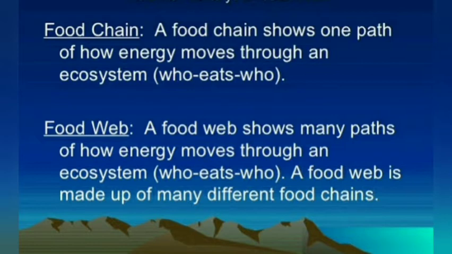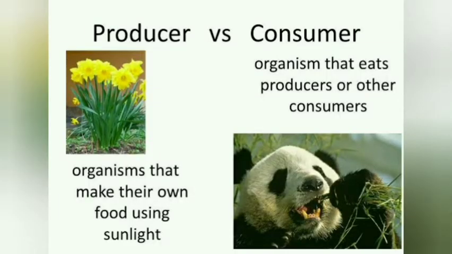Food web. The food web shows many paths of how energy moves through the ecosystem. The same process, who eats who. But the food web is made up of many different food chains. Based on how organisms obtain food, they are classified into producers and consumers. The organisms that make their own food using sunlight, we call producers, while the consumers eat the producers or other consumers. It means they cannot prepare their own food, and we call them consumers.